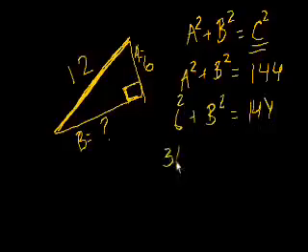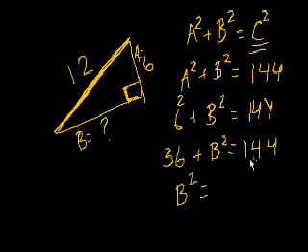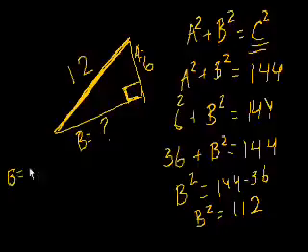So we get 36 plus B squared is equal to 144. B squared is equal to 144 minus 36. B squared is equal to 108. Now we got to simplify the square root. What we did in those radical modules is probably helpful here. But let's see, B is equal to the square root of 108.